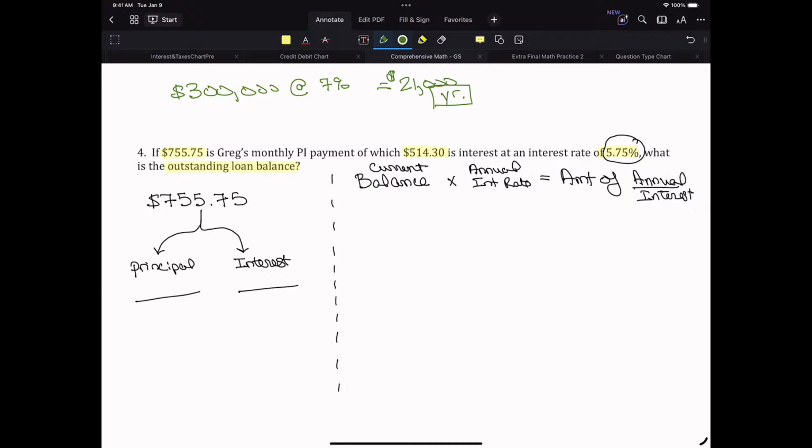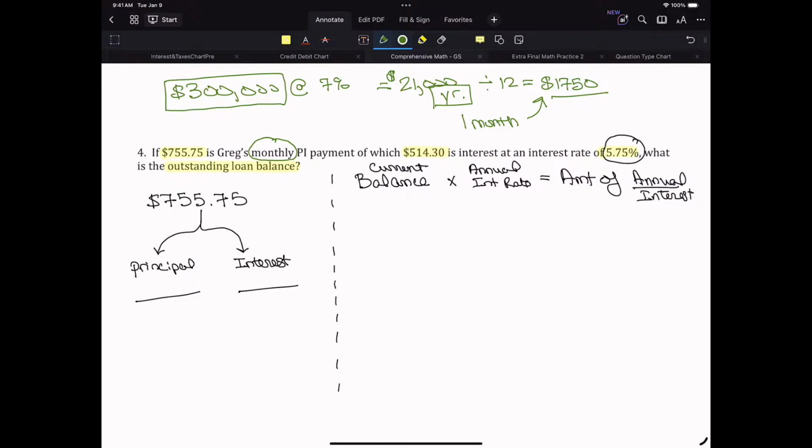But we're not talking about a yearly payment. We're talking about a monthly payment. So if you borrowed $300,000 for 1 month, I could divide this by 12, and 21,000 divided by 12 is going to be $1,750. If you borrowed $300,000 for 1 month, you would only owe $1,750 in interest. Now, hopefully that makes sense.